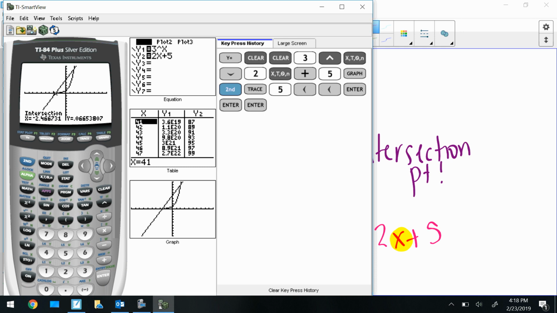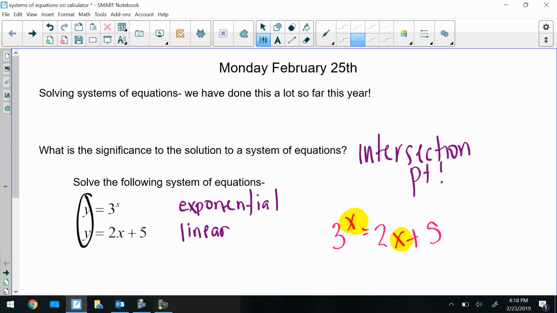Remember, my rule is to round to the third decimal place. So one of the answers is negative 2.467, and the other is 0.067.